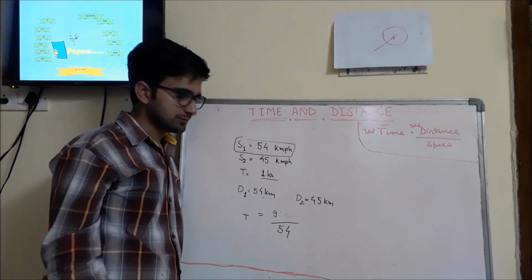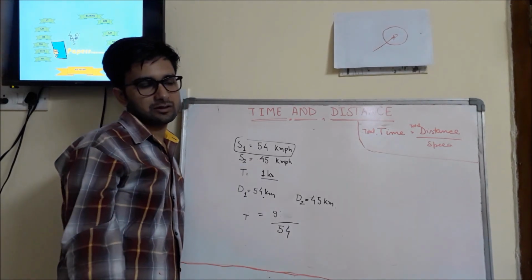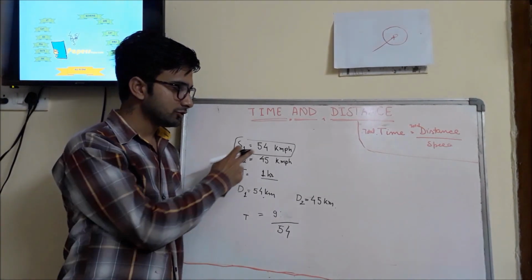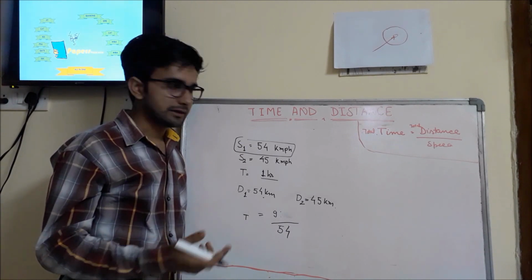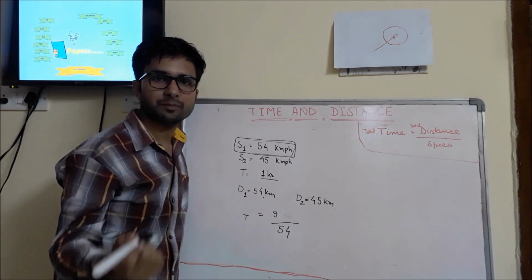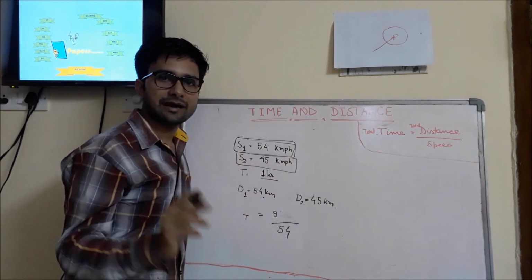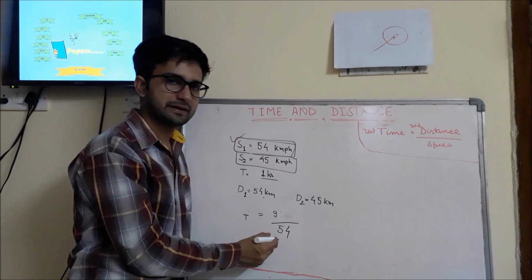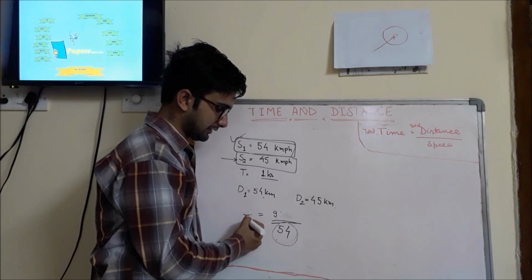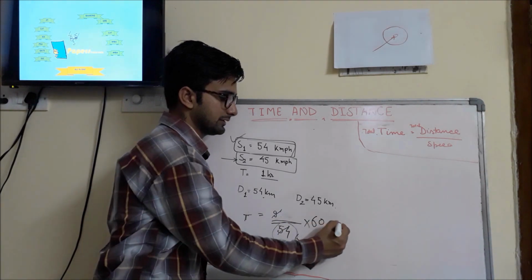Here a question comes, why have I taken 54 as the speed, why not 45? This is the obvious confusion that comes whenever we are solving the problem. So why did I take 54? Because it is the speed of the bus without stopping. If he is stopping, then the speed is 45. So the actual speed is 54. That's why I took 54 here. So because the answer is in hours, let's convert it into minutes. So it will be 10 minutes.